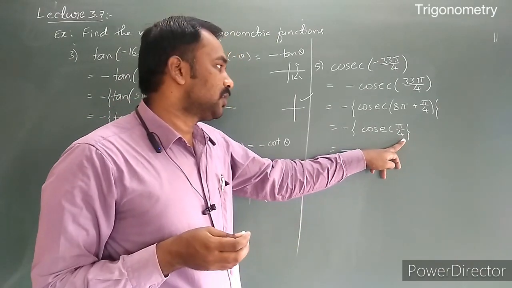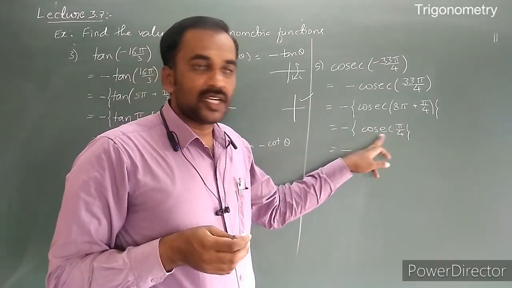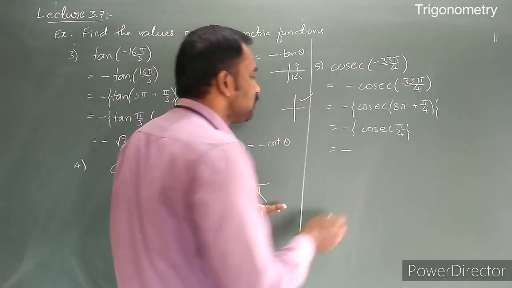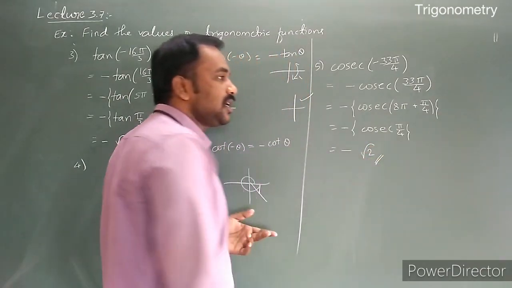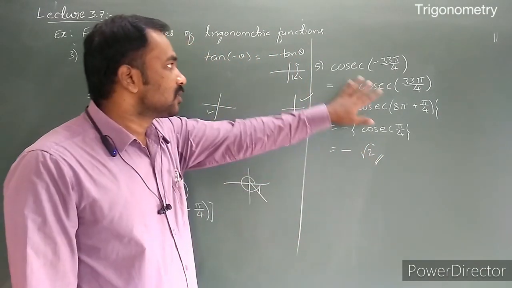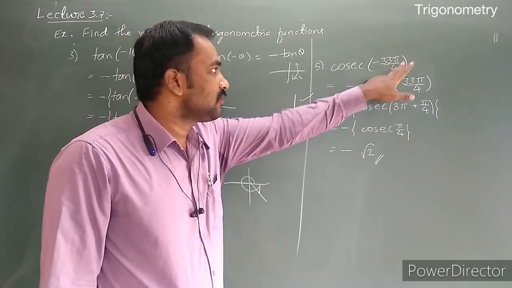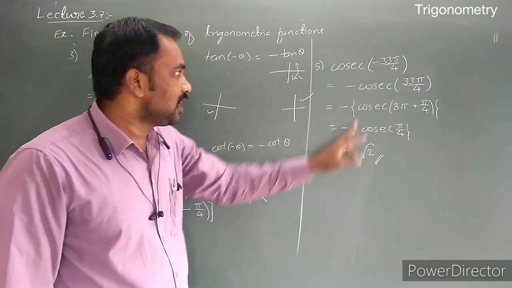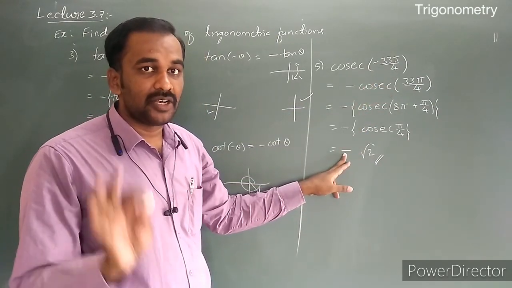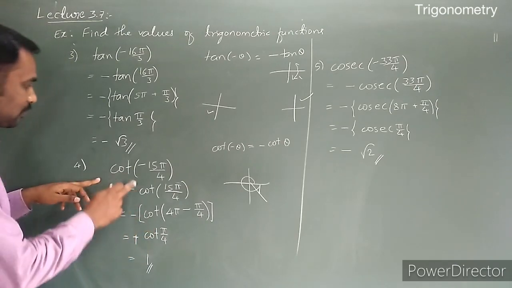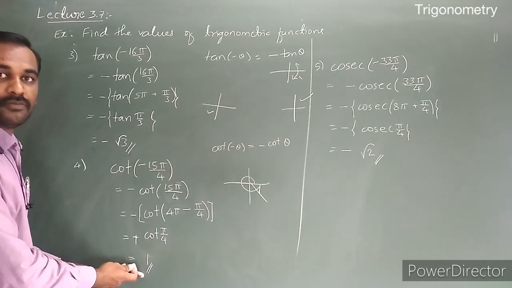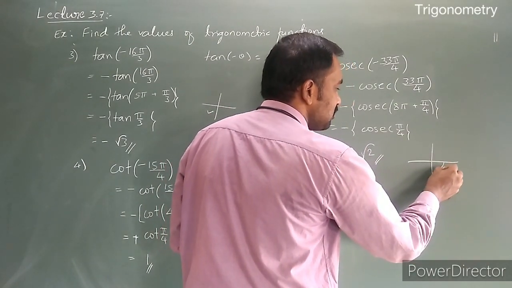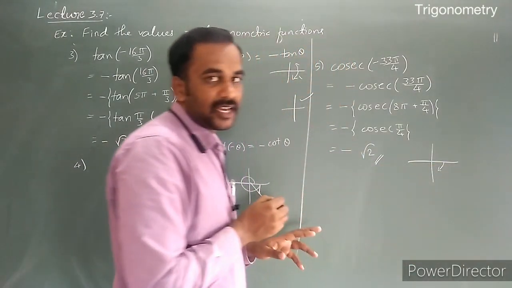Pi by 4 is nothing but 45. Cosec is the reciprocal of sine. Sine 45 is 1 by root 2. Cosec 45 is the reciprocal of 1 by root 2, which is root 2. Minus sign as it is. So cosec of minus 33 pi by 4 is minus root 2. And I am not saying that whenever there is a minus here you will compulsorily get a minus. Check the previous problem. There it was a minus, but we just kept a positive value depending upon the order. Negative sign is nothing but measuring the angle in the clockwise direction.